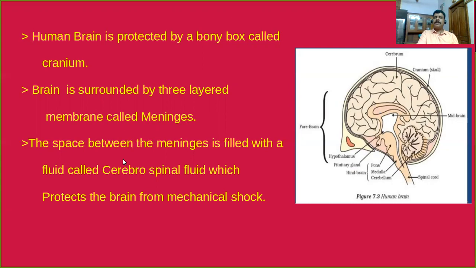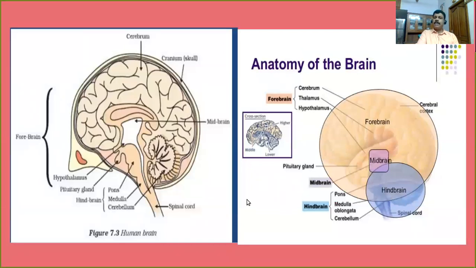Dear students, the space between these three membranes, I mean the meninges, is filled with a fluid. Do you know the name of the fluid? Yes, the fluid is called cerebrospinal fluid. What is the function? Cerebrospinal fluid protects the brain from mechanical shock. I said at the beginning itself, the brain is divided into three different parts: the forebrain, midbrain, and the hindbrain.